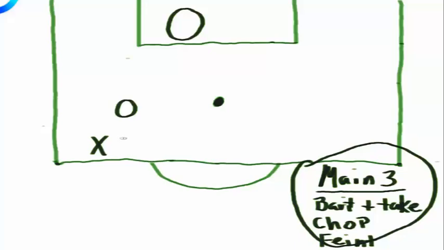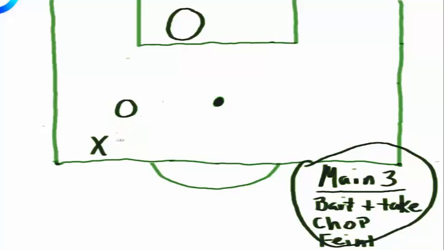So let's take a look at the bait and take. So let's say this is you with the ball here inside the box. The bait and take is one of my favorite moves to use in this situation because you fake out this way, and then the defender comes this way to try and take the ball, and then you quickly take it back this way. You create your yard of space that you need in order to shoot it on goal right there. So that's really good one to use as well.